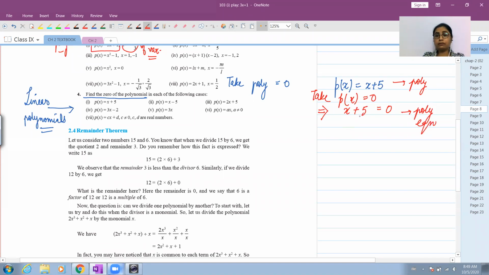I hope now everyone knows how to solve a linear equation. Solving a linear equation means you have to find out the value of the variable here. This is your answer.